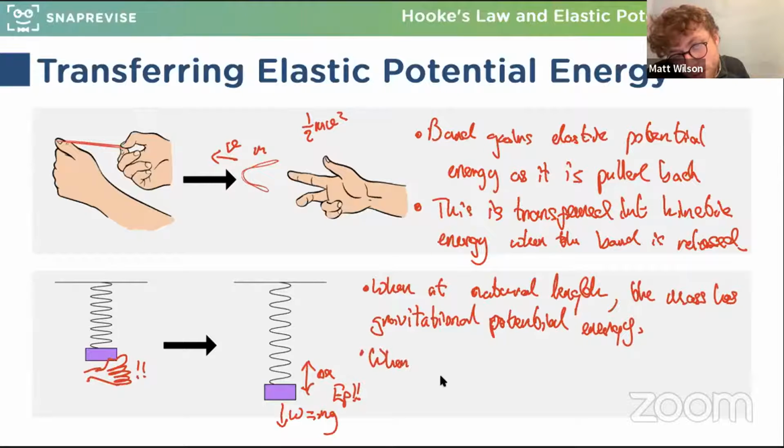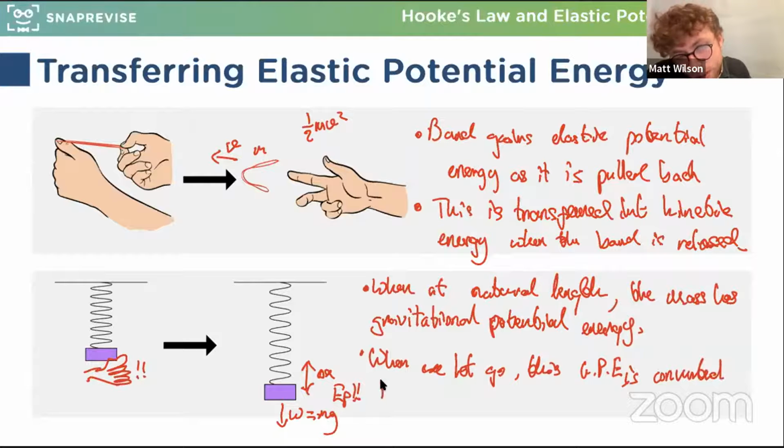When we let go, this gravitational potential energy, which I'll abbreviate as GPE, is converted into elastic potential energy.